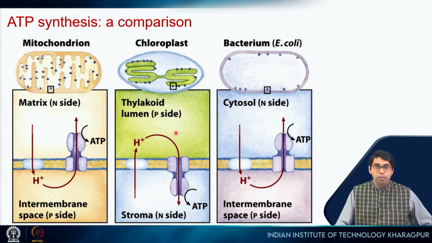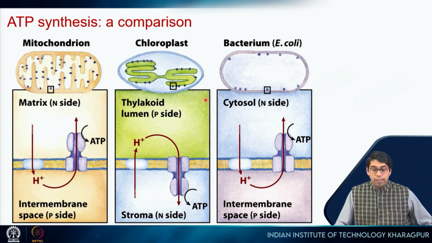Similarly, in case of thylakoid, light energy is used to create this proton gradient. So, this is the lumen or the P side, and this is the stroma or the N side. So, more protons here, less protons here, delta pH is almost 3. When these protons pass in this direction, which is the spontaneous reaction, that energy is used to produce ATP.